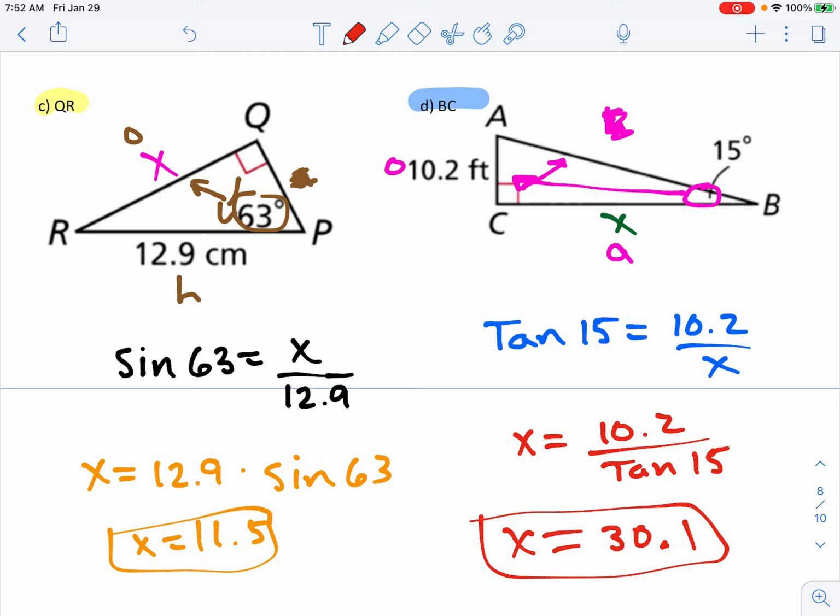Remember, there's two ways to solve. If x lands on top of the fraction, we're going to multiply number times function. If x lands on the bottom of the fraction, we're going to do a division, number divided by function. All right, let's get into some practice now.